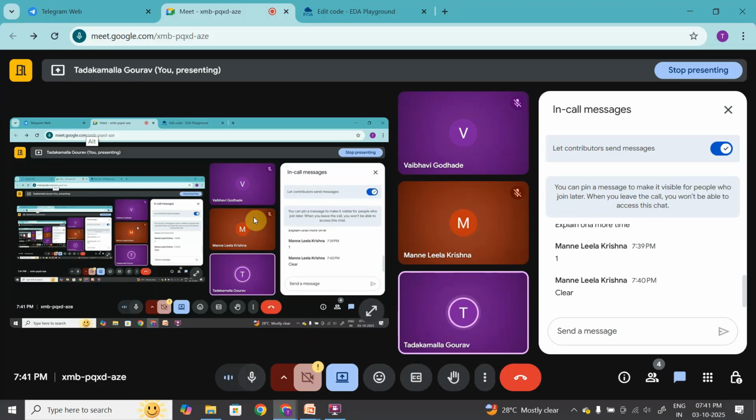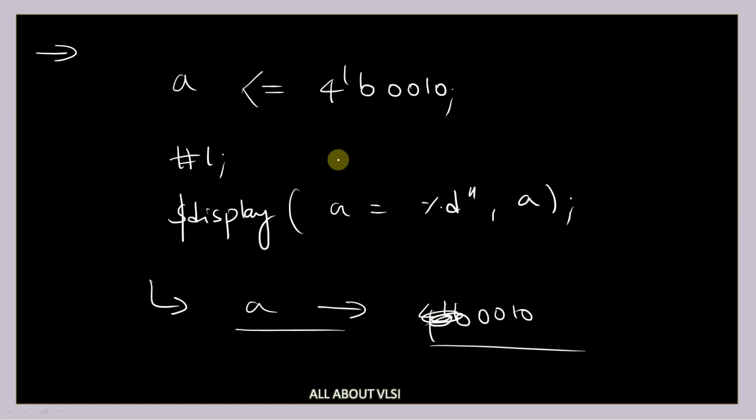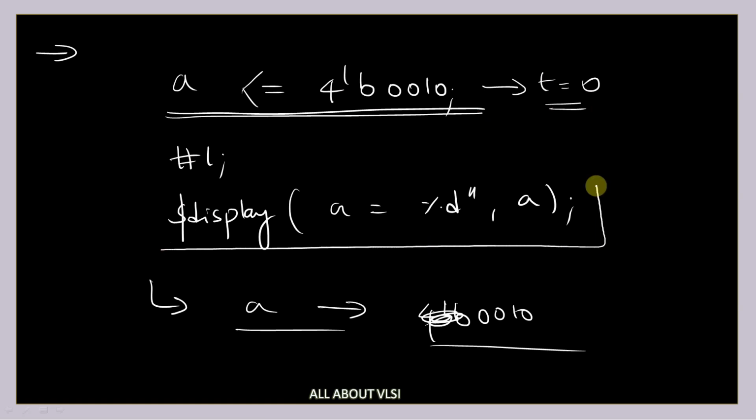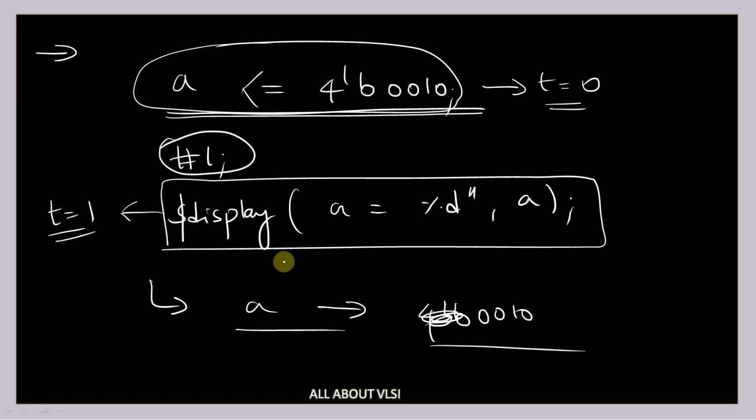Okay, let me tell you the answer. Here the A value printed will be 4'b0010. What is the reason for this? Can anyone tell me the time slot of this assignment? This time slot is t equal to 0. And where is this display statement executed? It is in the time slot t equal to 1, because here we have #1. So this assignment comes in time slot t equal to 0, and this statement comes in time slot t equal to 1.